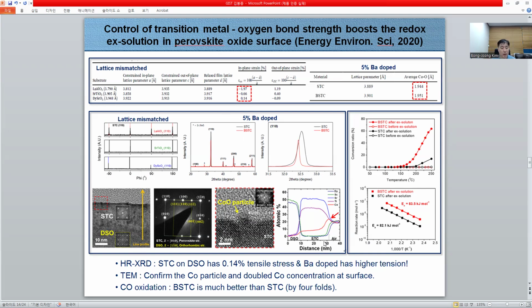Also, we find that cobalt-doped barium strontium titanium oxide presents a higher conversion ratio of CO oxidation, as you can see in the plot at the top right side.